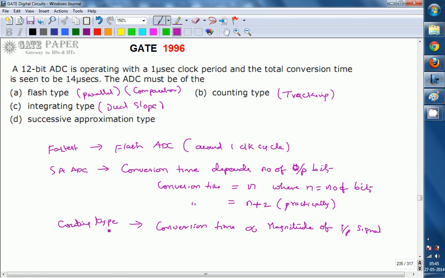The last one is dual slope ADC, which is the slowest among all types of ADCs. With the help of this information, the 12-bit ADC has n equal to 12, and it takes n plus 2 clock cycles as its conversion time. So 12 plus 2 is 14 microseconds, which is the delay for the successive approximation type. So the right answer for this question is D.